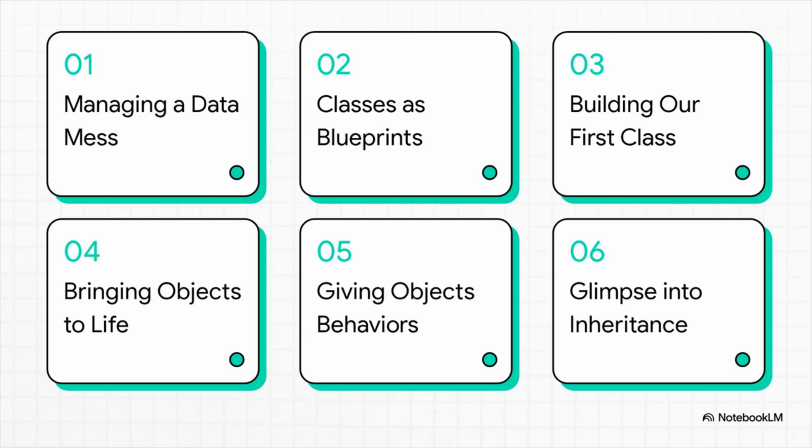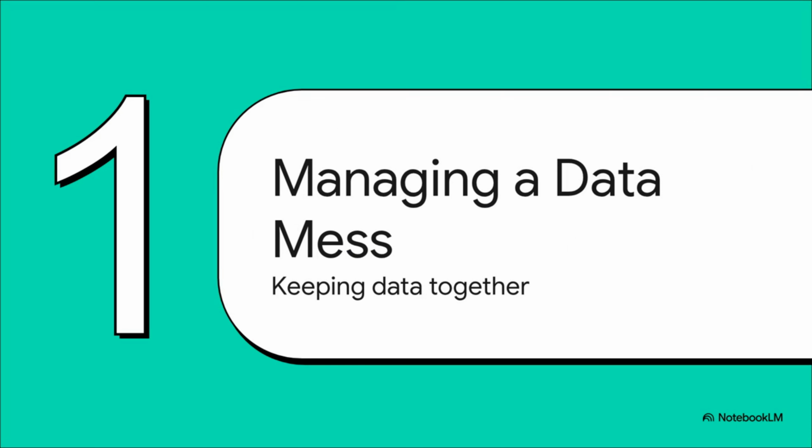So, what's on the menu today? Well, here's the plan. First, we're going to look at a super common problem, a real data mess that I'm sure you've run into. Then we'll reveal the big idea that cleans it all up, classes as blueprints. We'll actually build our first class, see how to bring objects to life from it, give them some behaviors, and then, just at the end, we'll get a quick peek at something really cool called inheritance. All right, let's dive right in.